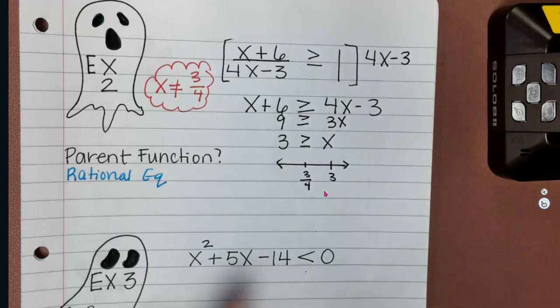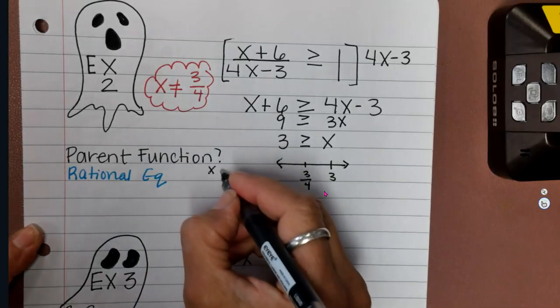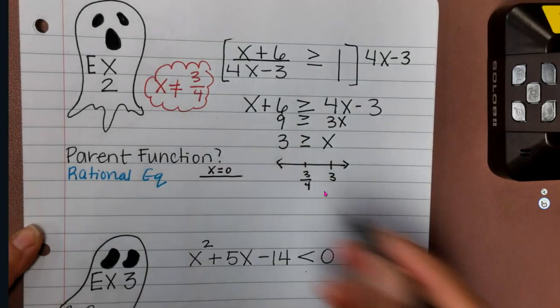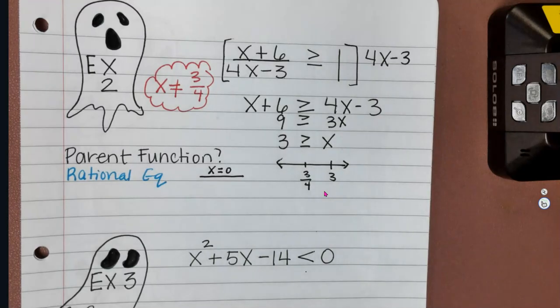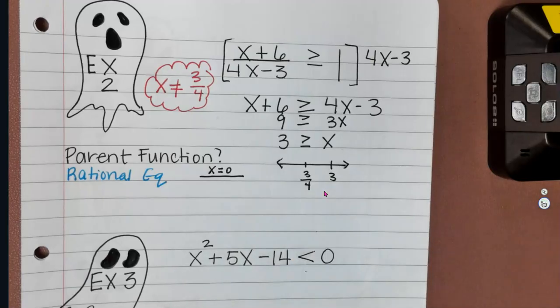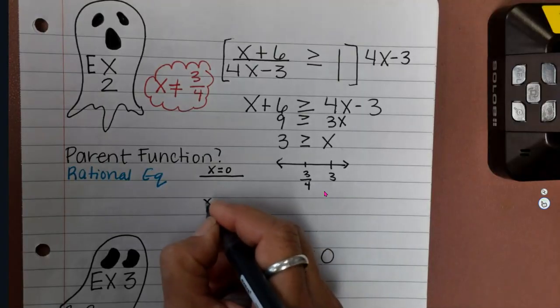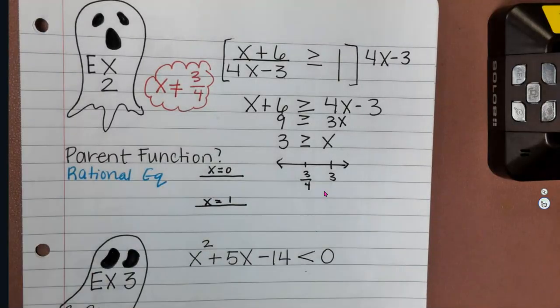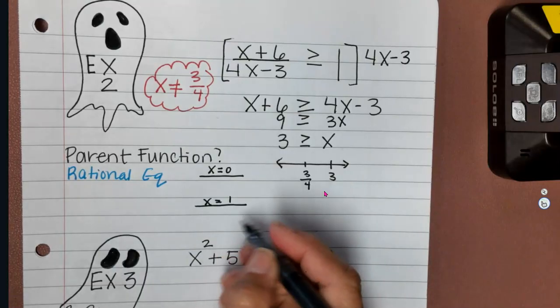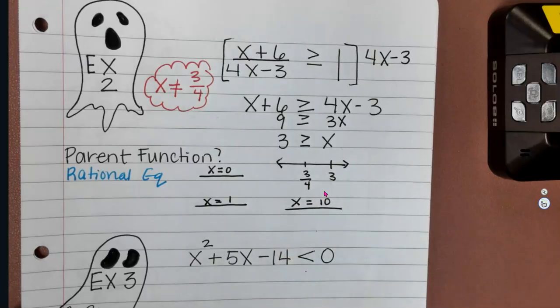So my first section, something less than 3/4. Ooh, I know. X equals 0 because that's my favorite. In between 3/4 and 3, ooh, that's another easy one. What's an easy test point in between 3/4 and 3? 1. Yeah, let's do it. And then beyond 3, I'm just going to use 10. I could probably use something smaller, but I don't care. I'm just going to use 10.